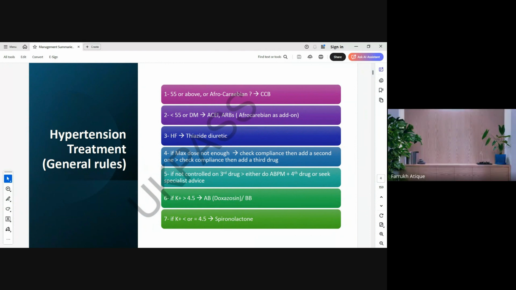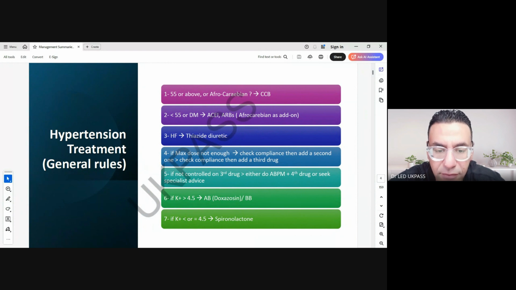Is it indapamide? Yes, perfect. Thank you so much. So normally we can start on indapamide because indapamide actually is very good. It's considered a water tablet and takes any fluid overload away.